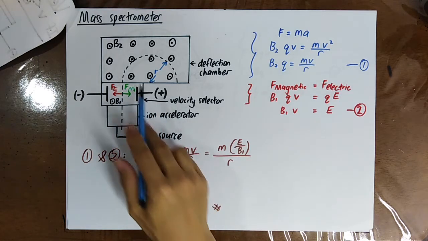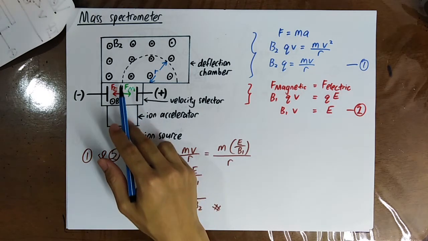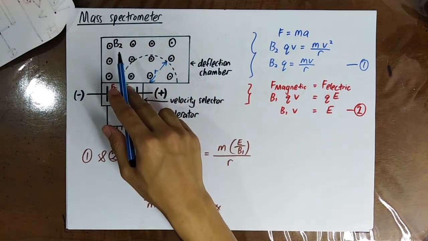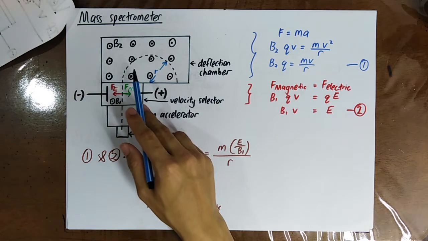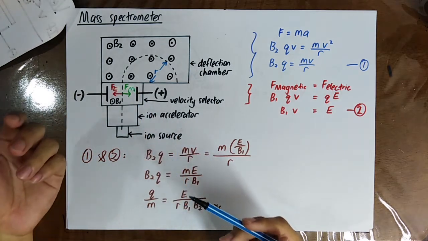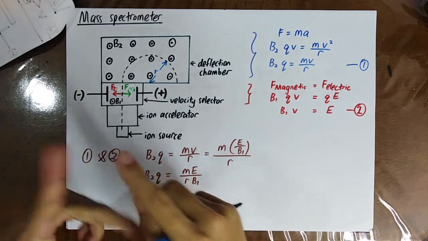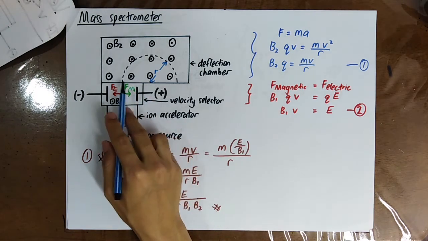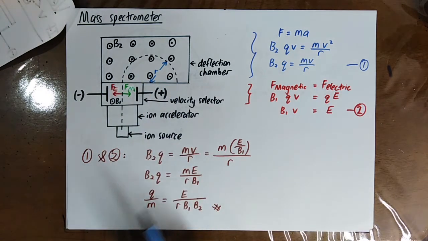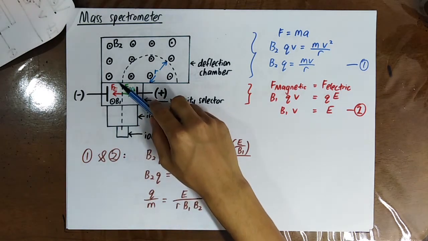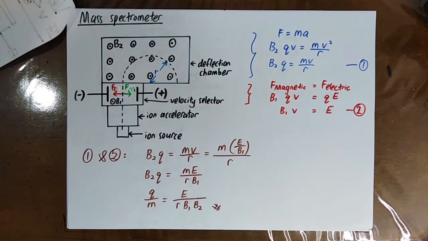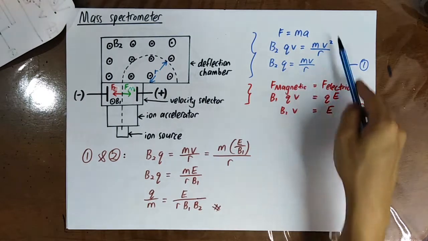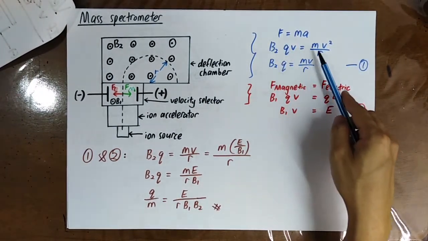After the ion comes out of the velocity selector, it will go into the deflection chamber. Inside the deflection chamber, you only have the magnetic field. Also by using Fleming's left-hand rule, B2 is out of the page and V is here, so you know that the force is here. The force is towards the center of the circular path, so the positive ion will be deflected like this. Since inside the deflection chamber you only have the magnetic field, the magnetic force provides the centripetal force.